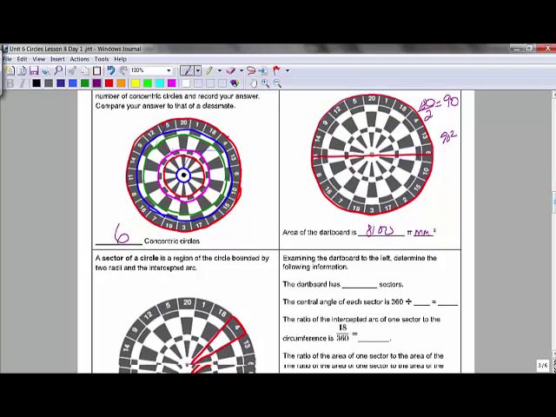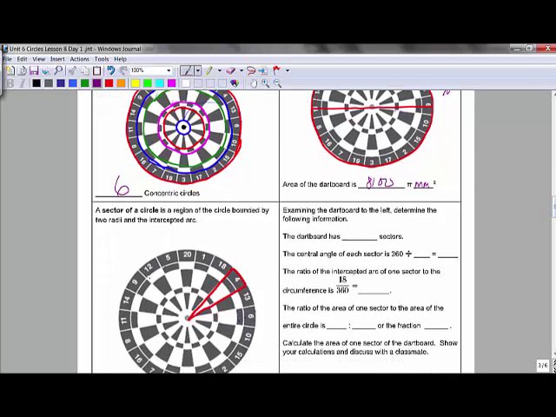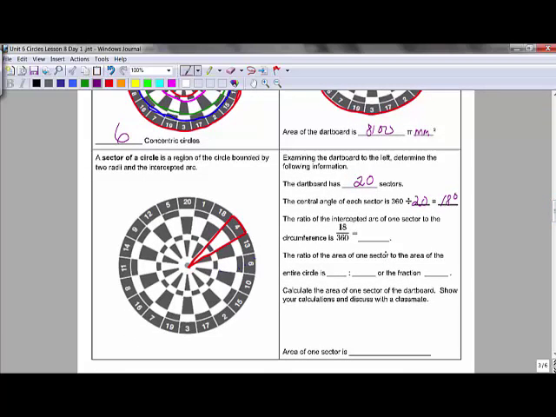Now we're just going to look at one sector of the circle. So this is like what we did examining the dartboard. The dartboard has 20 sectors that they've called out. And the central angle of each sector would be 360 divided by 20, or 18 degrees. And so the ratio of the intercepted arc of one sector to the circumference, so to the whole entire circle, is 18 out of 360, or 1/20th, because we have 20 pieces and we're just looking at one of them.